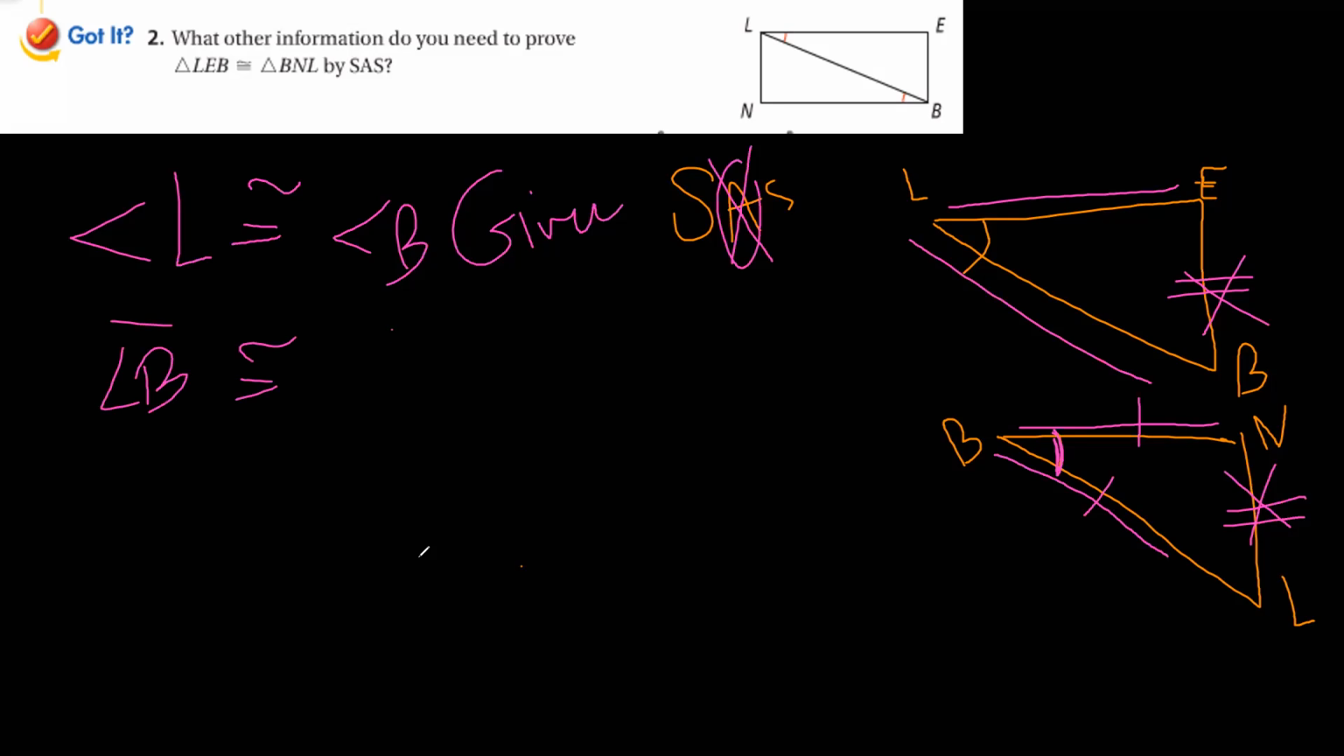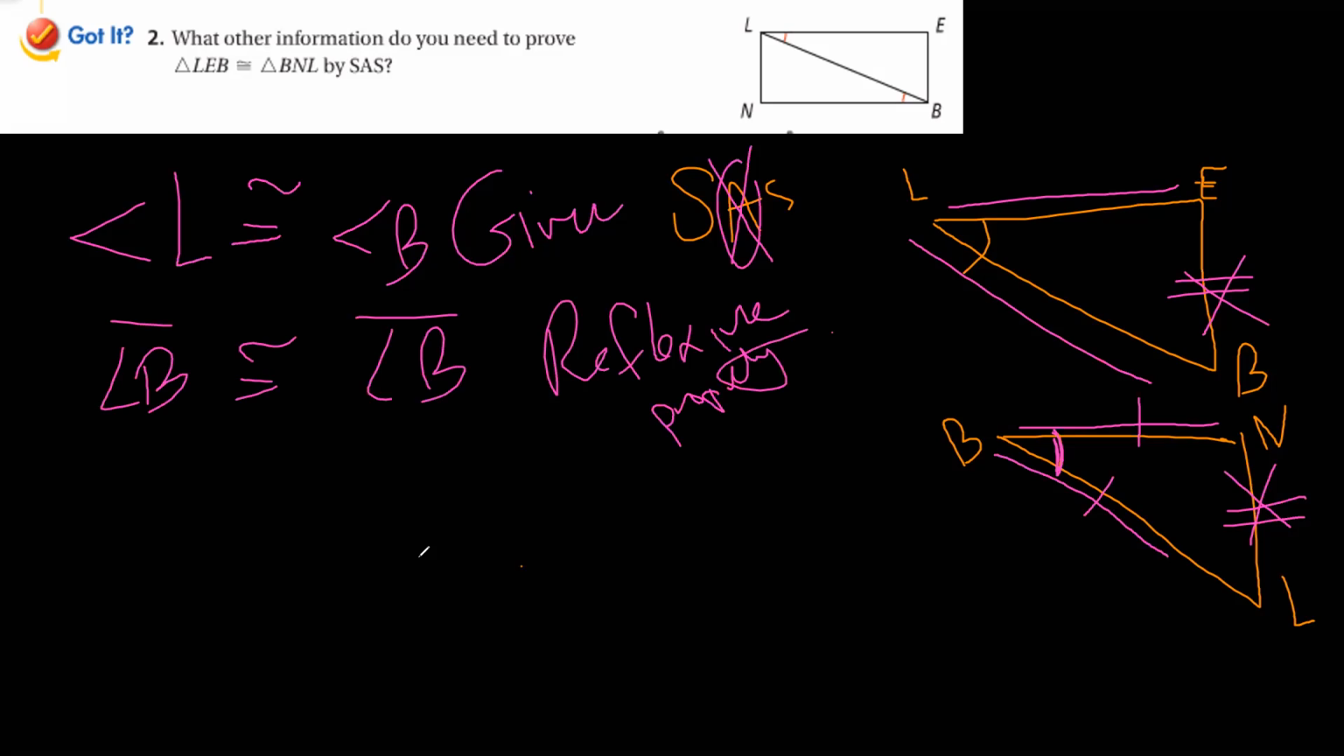Yes, because it's a reflexive property. Thank you. Math, there is something I want to ask you about.